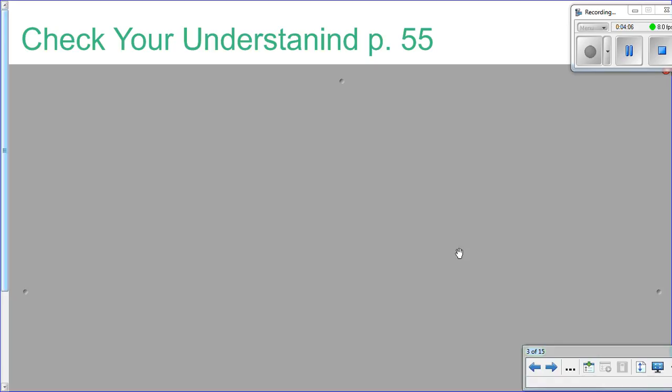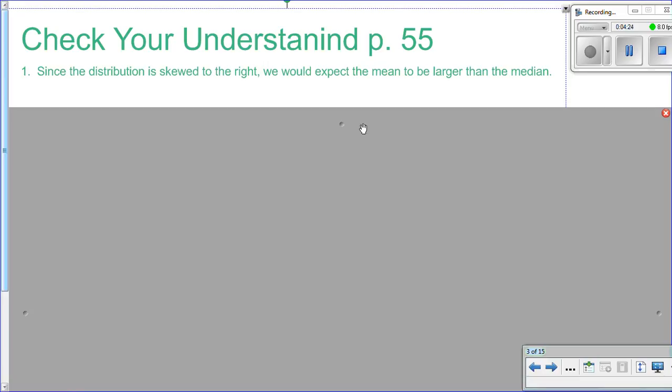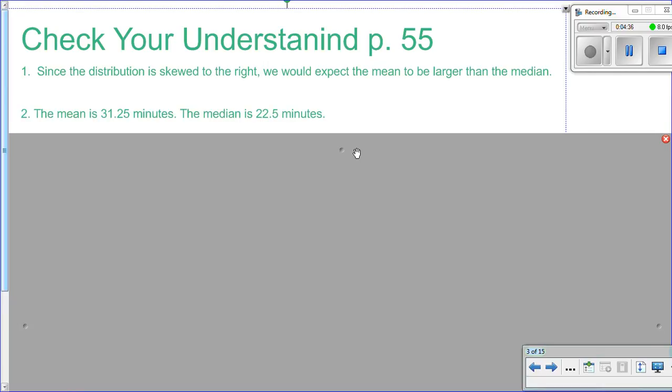I want you to take a minute, pause the video, go to page 55 in your textbook, and try to check your understanding. All right, the first question asked if you would expect the mean travel time to be less than, about the same as, or larger than the median. Since this distribution is skewed to the right, we would expect the mean to be larger than the median. The second question asks you to actually calculate these numbers. When you do the calculations, the mean is 31.25 and the median is 22.5. So the mean is larger than the median, and we were correct in our assumption.